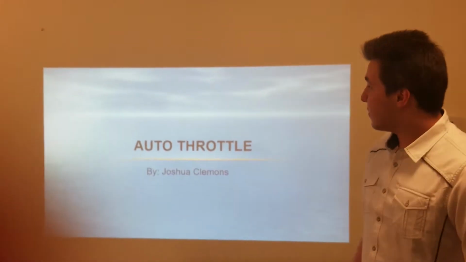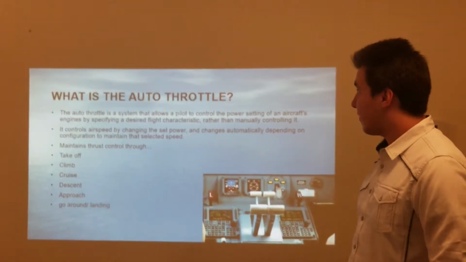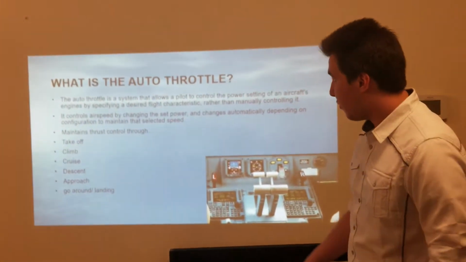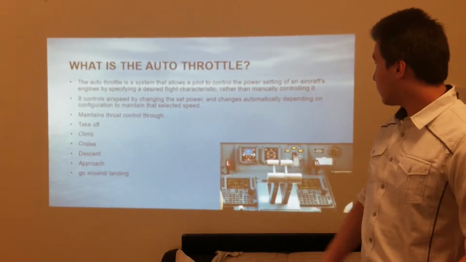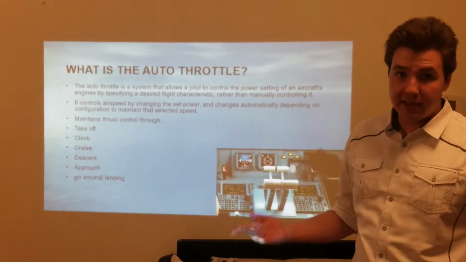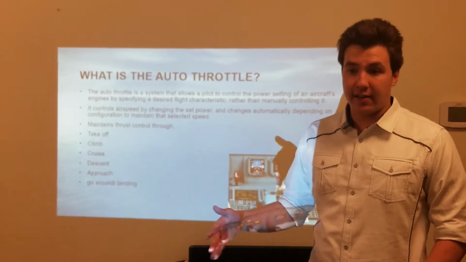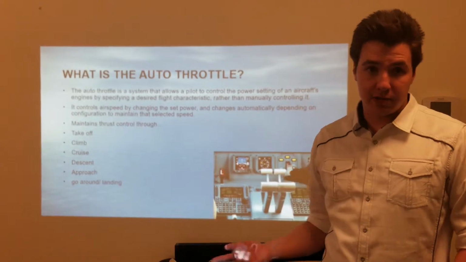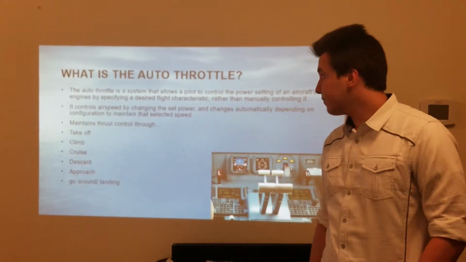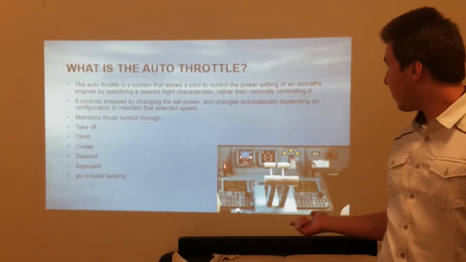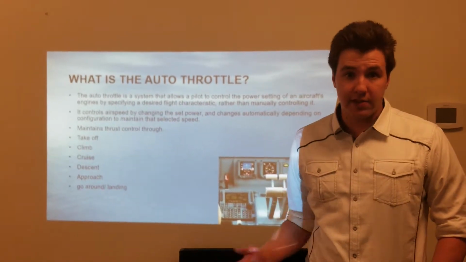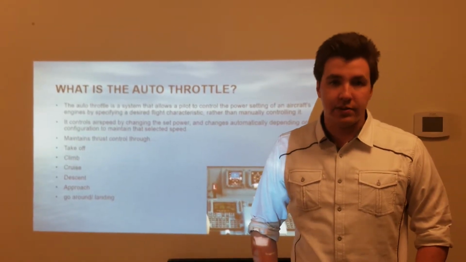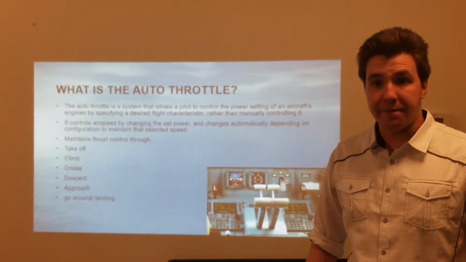Clearly, I am going over the auto-throttle system and how it interacts with the aircraft. I'm sure all you guys know at this point what the auto-throttle system is. The auto-throttle is a system that allows the pilot to control the power setting of an aircraft's engines by specifying a desired result and then automatically configuring the engine or the speed, depending on which mode you select, to reach that result. It controls airspeed by changing the set power, and it changes automatically depending on the configuration that you have set up or the different elements you're flying through, airspeed, temperature, etc. It'll automatically adjust for that.